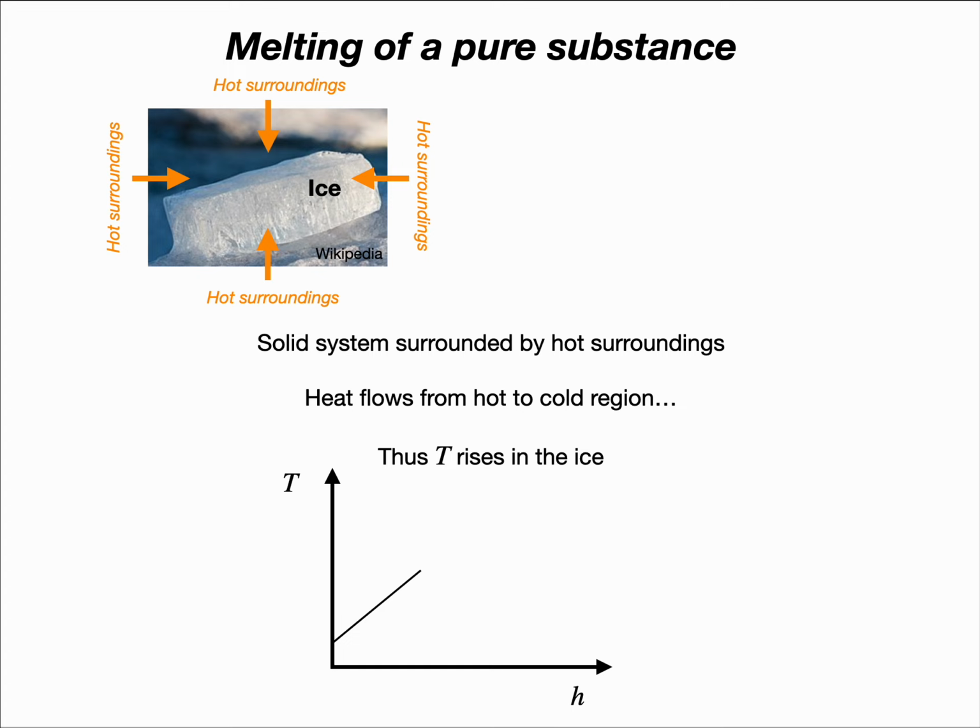So let's go to the case of melting of a pure substance. Let's imagine a block of ice here. We have hot surroundings on each side, so heat is going to be transferred to the ice. So the temperature in the ice should rise. Now we have a diagram that shows T versus H here. H being the enthalpy, we increase the enthalpy, and linearly we increase the temperature, and the coefficient will be Cp.